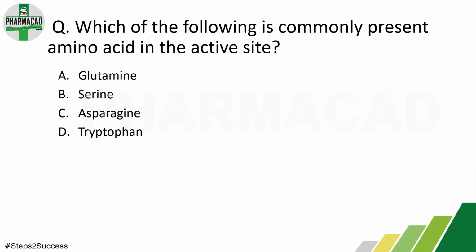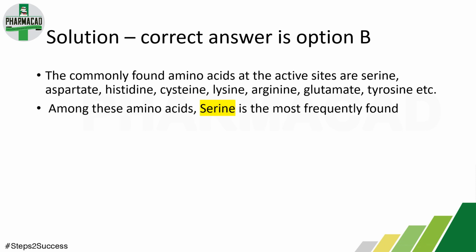Move on to the last question. Which of the following is a commonly present amino acid in the active site? Option A, glutamine. Option B, serine. Option C, asparagine. Option D, tryptophan. So the correct answer is option B. Serine is the most frequently present amino acid in the active site. The commonly found amino acids at the active sites are serine, aspartate, histidine, cysteine, lysine, and so on. Among these amino acids, serine is the most frequently found.